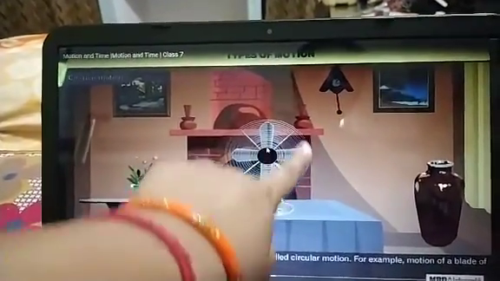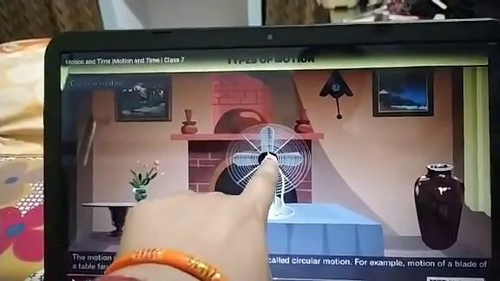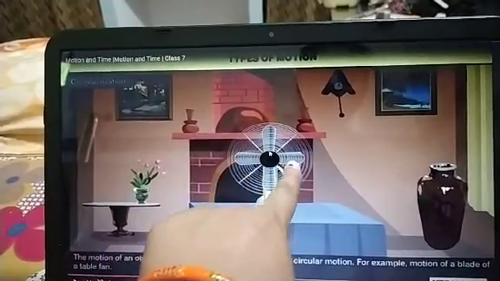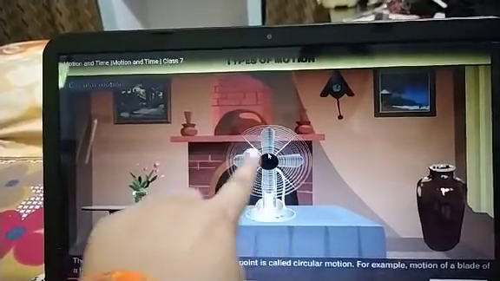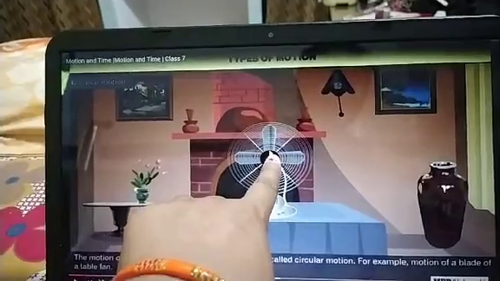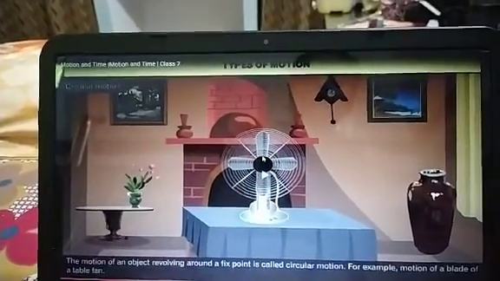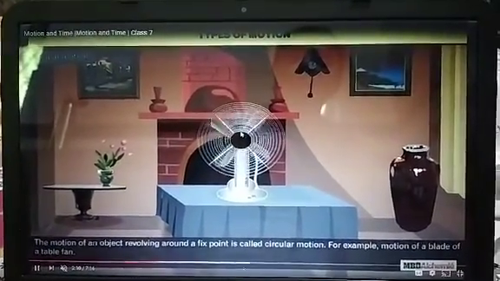You can just look at this fan. This point is fixed here. These are the blades of the fan. They will keep on revolving and this point will remain the same. This type of motion is known as circular motion. Just look at this fan.